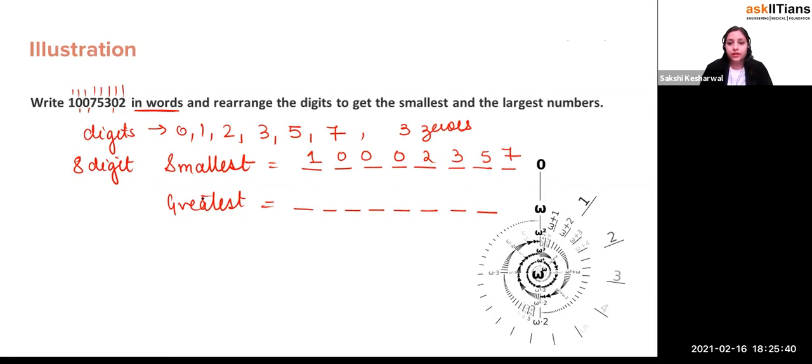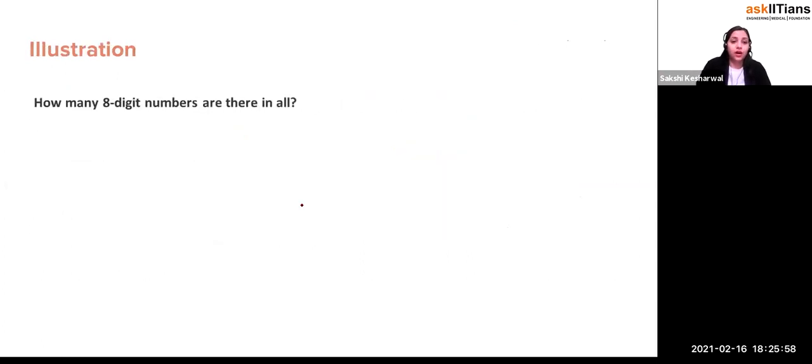And what will be the greatest number? Go in the descending order, right? So this will be 7, 5, 3, 2, and then you write 1, then 0, 0, 0. That's the number, right? Writing in words we can do later, just a little bit. Okay. So how many now? This one is a good question.